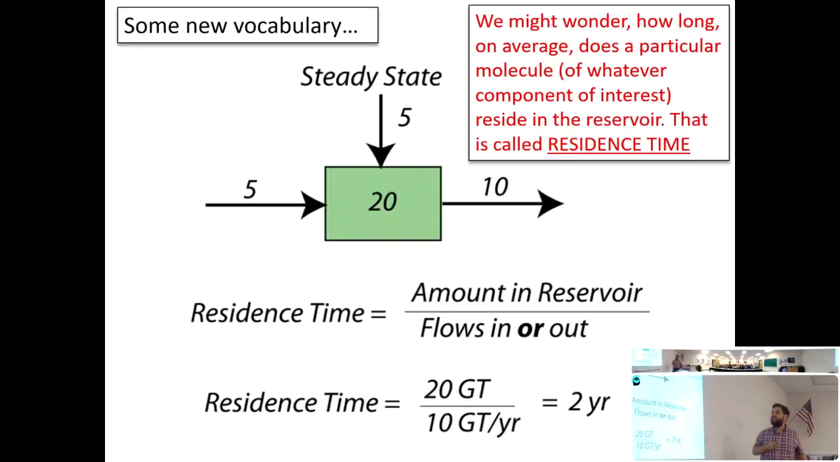All right, so let's think about this in a real life example. Let's say that we're looking at the ocean. The ocean's our reservoir, and the chemical component we're interested in is just salt. Okay? What are the fluxes? What are the actual processes, fluxes, that are adding salt to the ocean, going in?